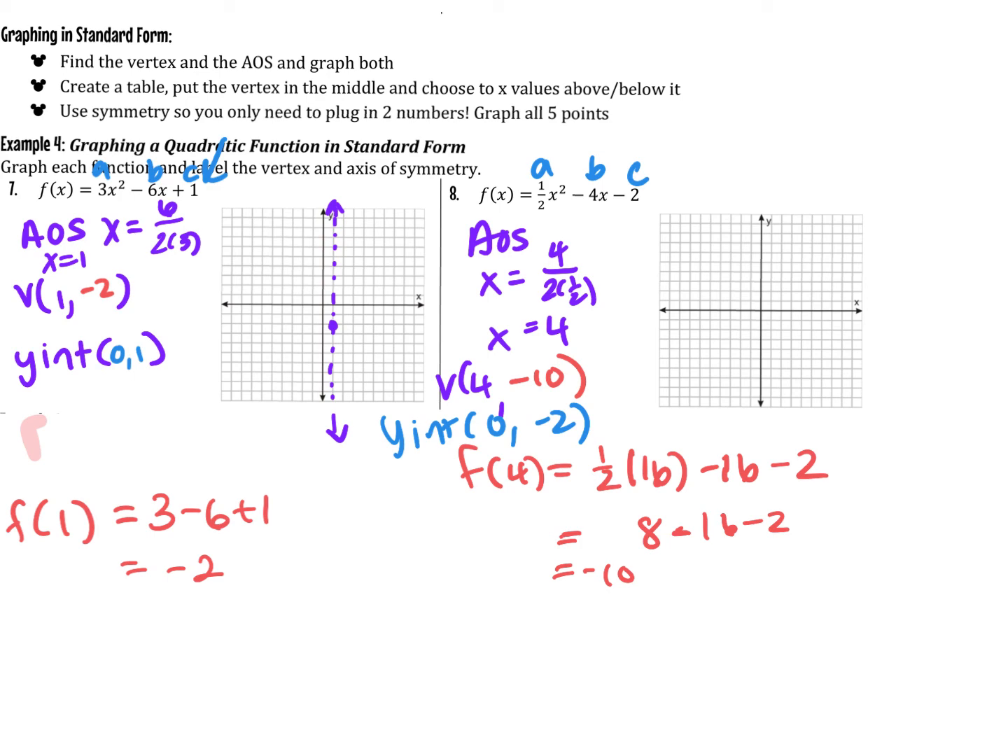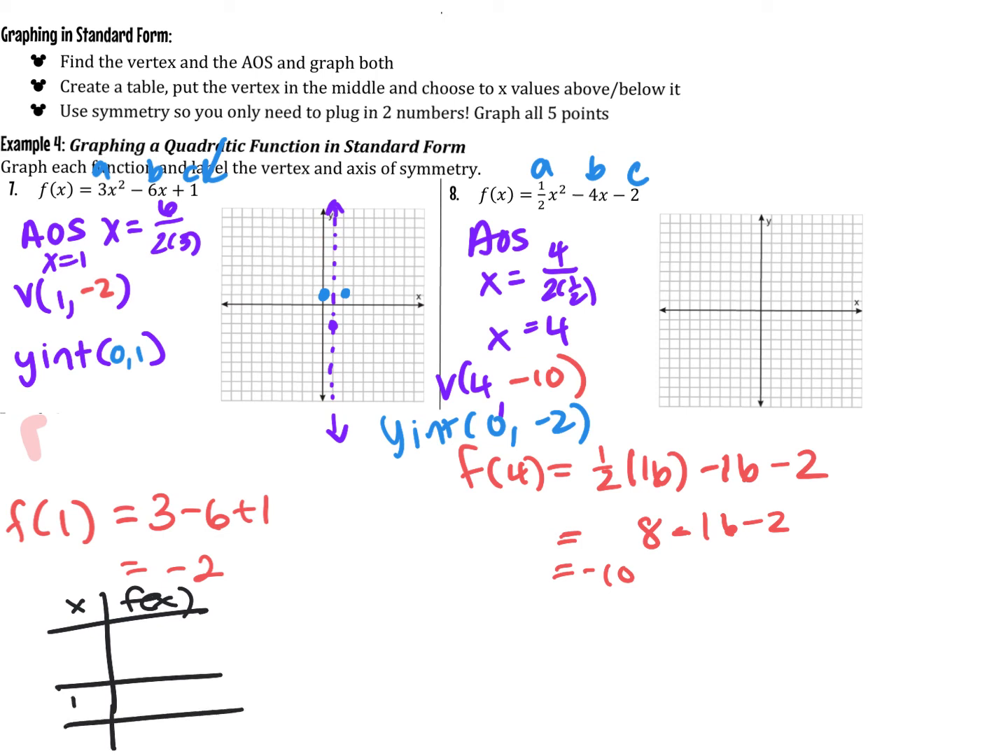I'm going to plot that in blue. And then because parabolas are symmetric, I can reflect that point over to the other side. So now the only thing I really need to do is find one more point that I can reflect over. So I can set this up in a table. It's also okay for you to just show the work to find one more point.